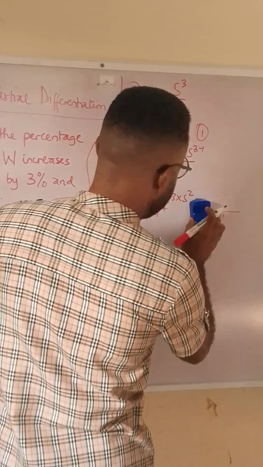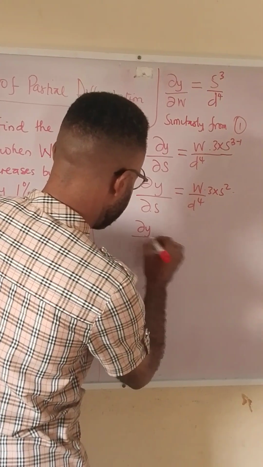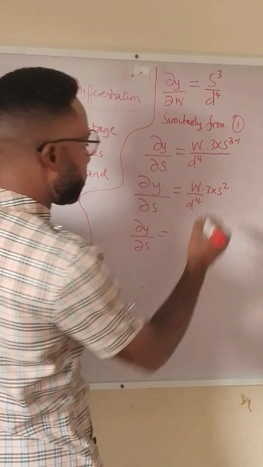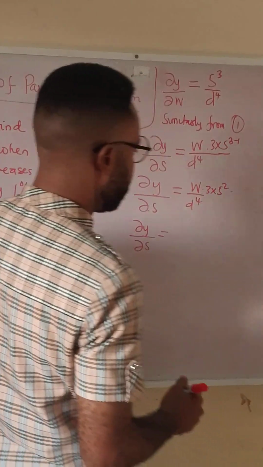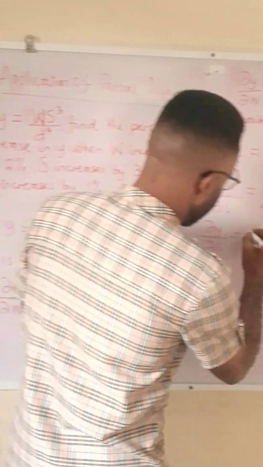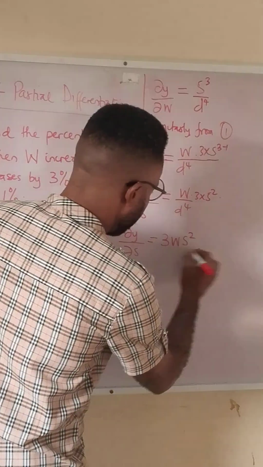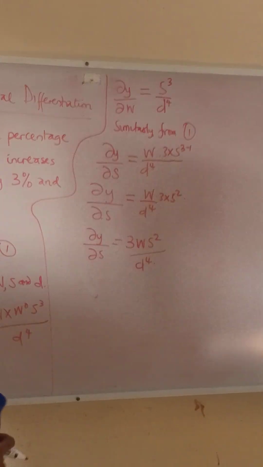Okay, let me take it to this other side. So our final answer is going to be this: 3 s squared times w will be 3 w s squared all over d raised to the power 4. So we are done with that now.